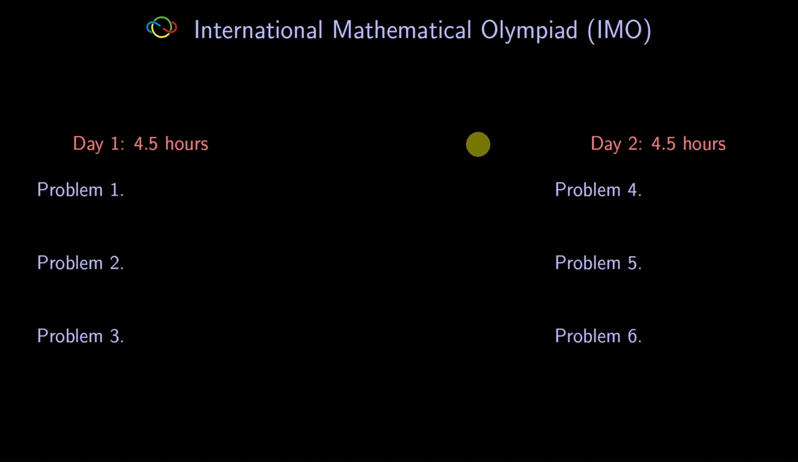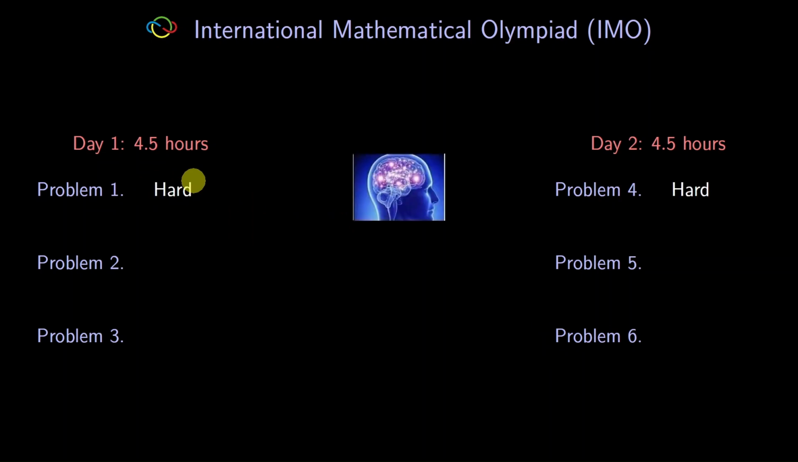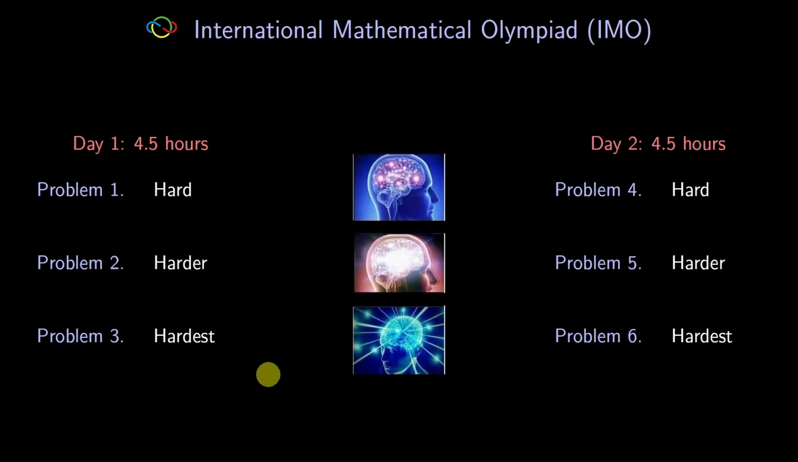The International Math Olympiad, often called the IMO, is a prestigious math contest that gathers high school students from around the globe to test their problem-solving skills. The competition spans 2 days, with each day featuring an exam lasting 4.5 hours. There are just 3 problems to solve per day, with the problems going from hard to harder to hardest. Today I'll share with you the last problem on the 1970 IMO.